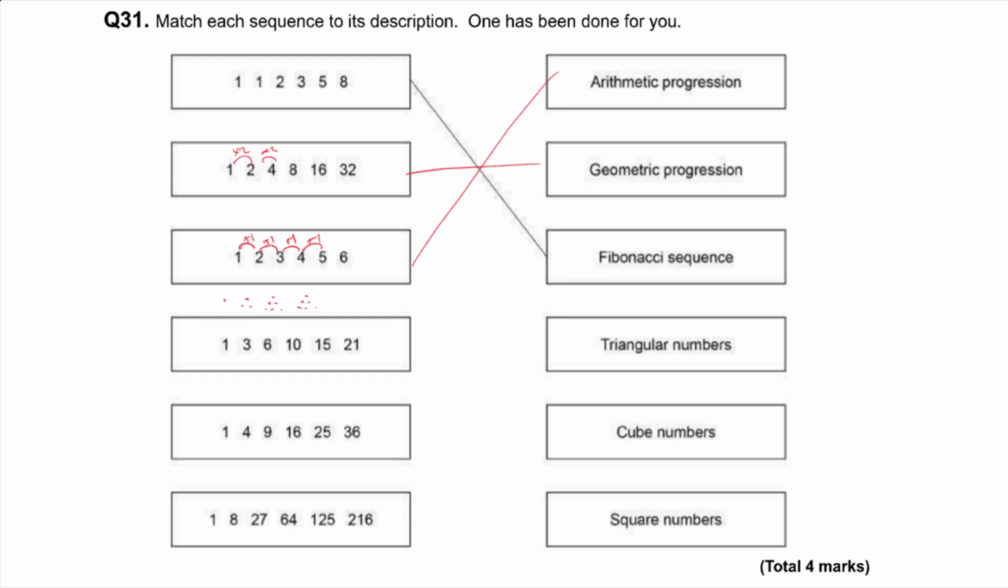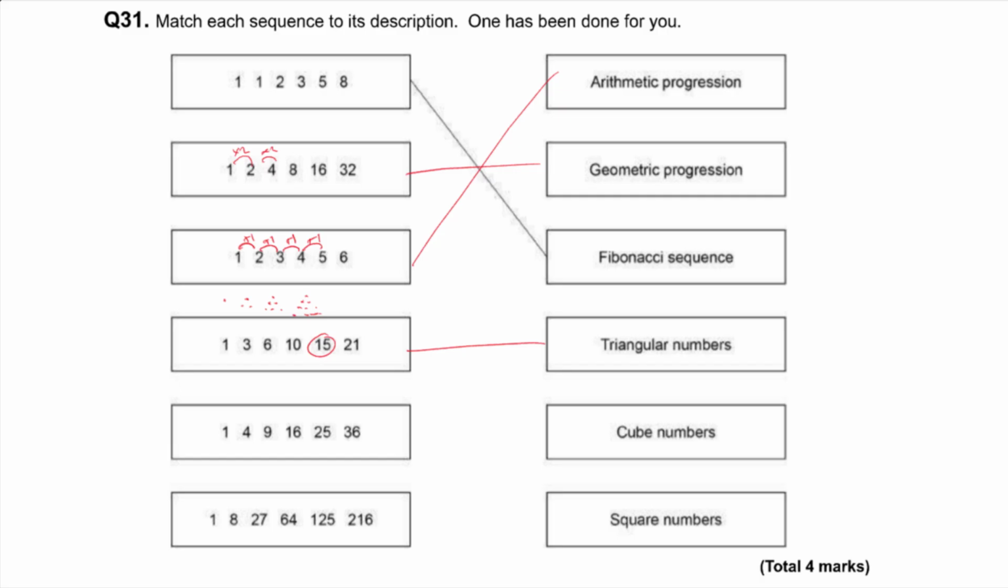Think about 10-pin bowling. Think about playing pool. You have 15 balls in the triangle. So you just need to recognize some of these sequences. That's the triangular ones. 1, 4, 9, 16, 25, 30, 36. I hope you recognize that sequence.